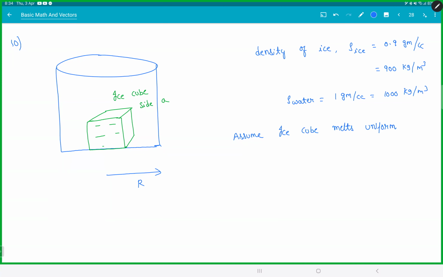Assume the ice cube melts uniformly from all directions, meaning you can assume it always maintains a cube shape. So when the ice melts, it will start forming water. Find the height of the water level when the side of the cube becomes a by 2.